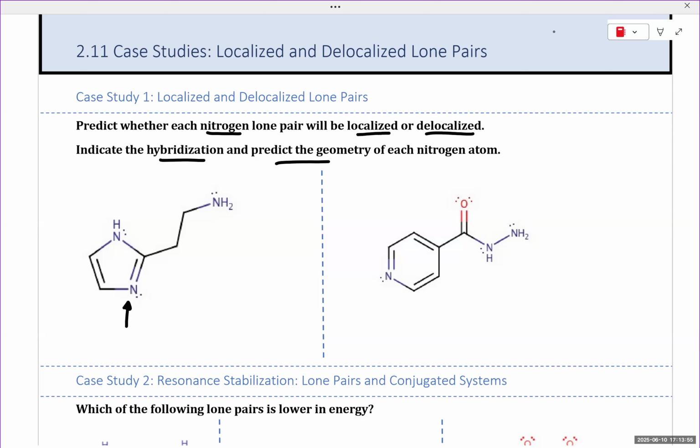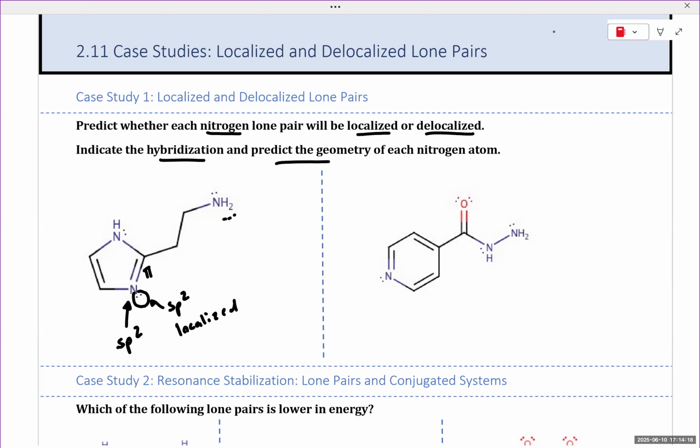Here we have a nitrogen that has 2 bonded atoms and a lone pair. It's sp2 and it has a pi bond. What this means is that this lone pair is being held in an sp2 hybrid orbital. So this lone pair is localized. You can say that this is a pyridine type nitrogen.